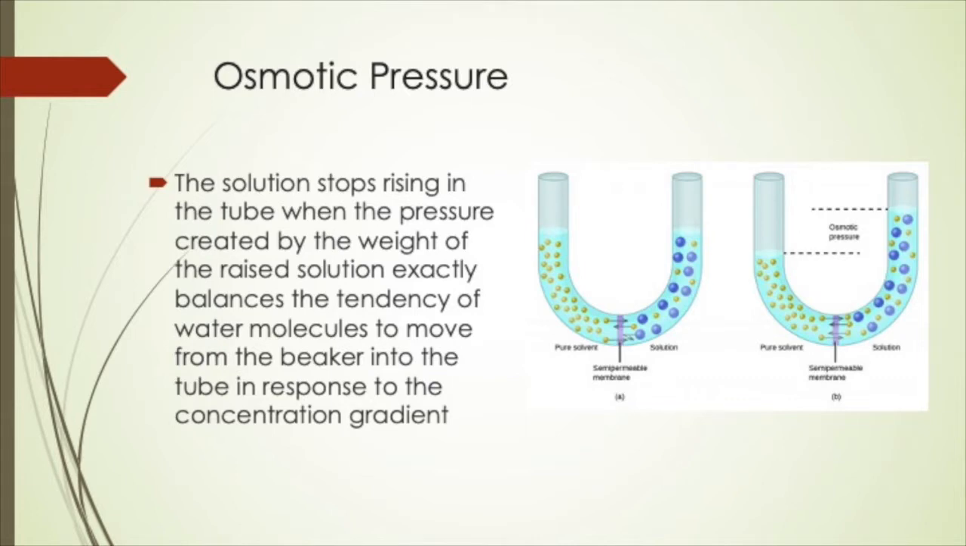And if the solution stops rising, then the pressure created by the weight of the raised solution exactly balances the tendency of the water molecules to move from the beaker into the tube in response to the concentration gradient. That's when the osmotic pressure is balanced. That's what you call osmotic pressure. So when you have the right amount of water on either side, that's called osmotic pressure.